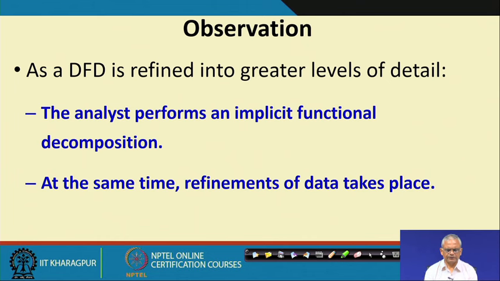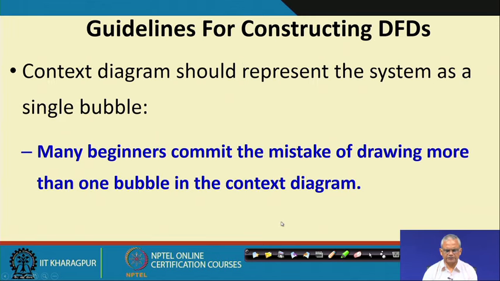The DFDs help us to achieve functional decomposition, and at the same time decomposition of data takes place. Now, let us see some of the mistakes to avoid while constructing a DFD. The context diagram contains only one bubble, that is the simplest representation. If we draw more than one bubble in the context diagram, that is not correct.